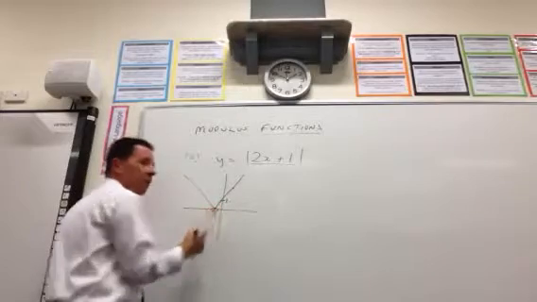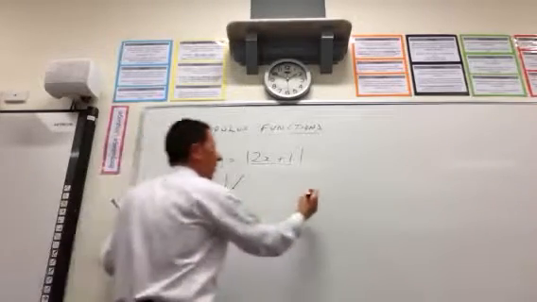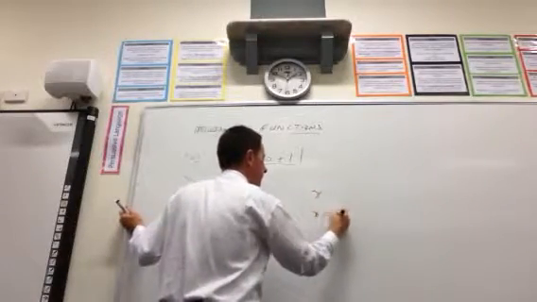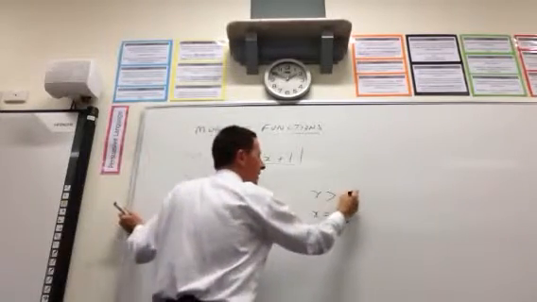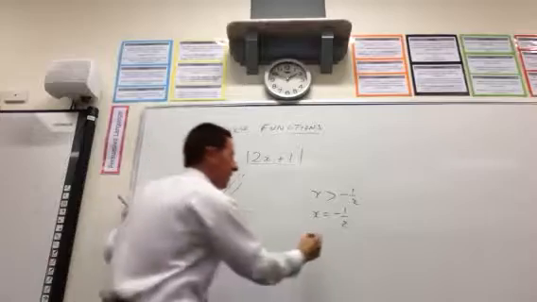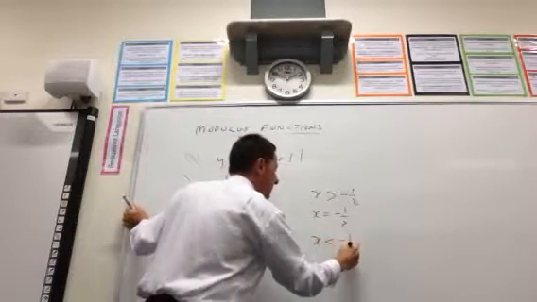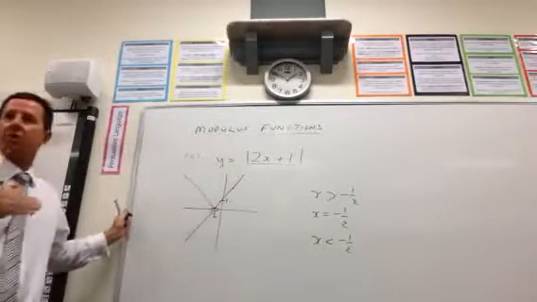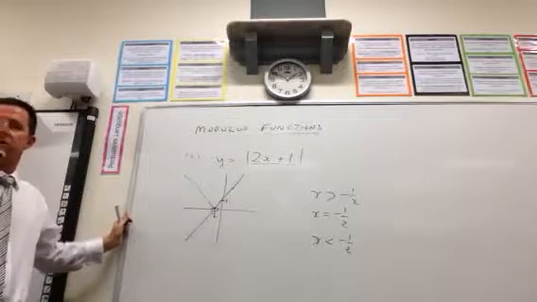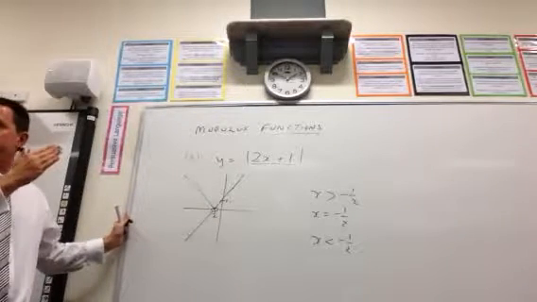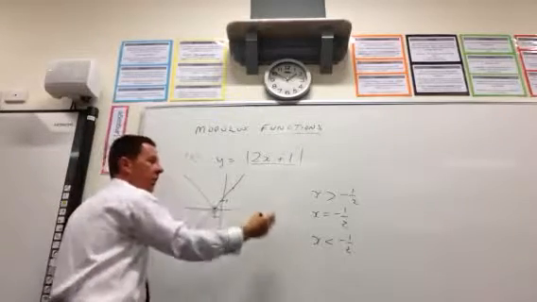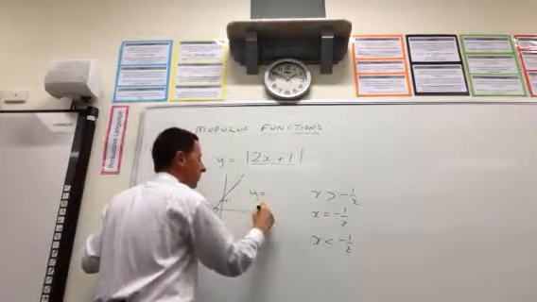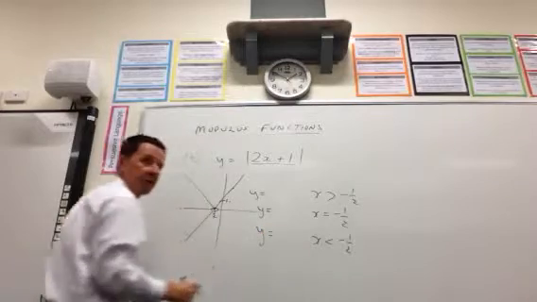I just look at where I'm 0. So I'm going to have x equals negative half. X is greater than negative half. X is less than negative half. They're the 3 zones that we're talking about. 0, positive, and negative. So solve where it's 0, write them down. Now we're going to write the 3 stories.